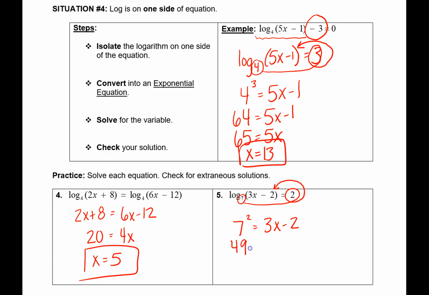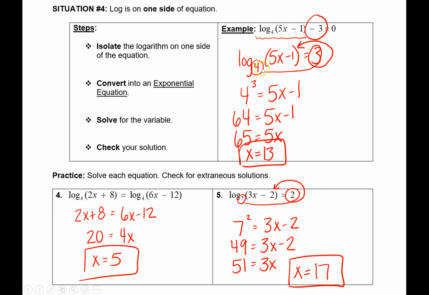7 squared is 49. I'm going to add 2, that gives me 51 is equal to 3x. And then when I divide by 3, that gives me 17. Yeah, 17. And that is my final answer. I can plug it in to check and make sure it works.